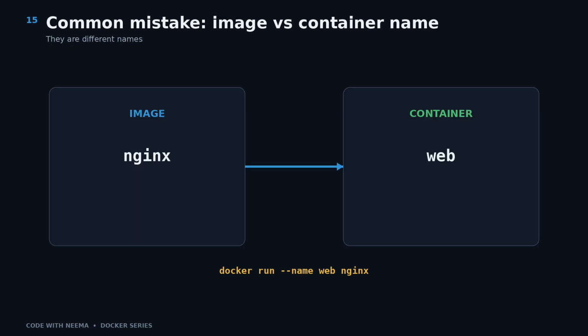Here is another common beginner mistake. Nginx is the image name. Web is the container name we assigned. They don't have to be the same. In fact, giving containers meaningful names is a good habit because it makes commands much easier to remember.